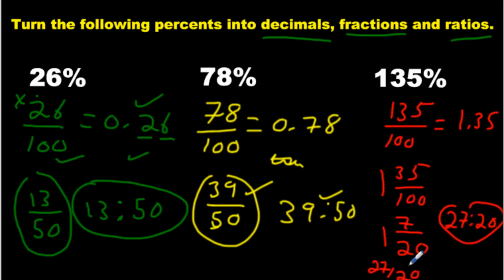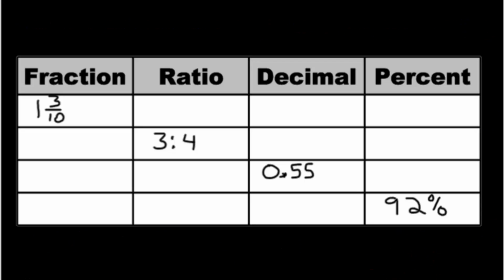That's my ratio. This or that can be my fraction. Not this one. This one loses marks because it's not in lowest terms. You're going to get charts. You have to fill these in. Fraction would be this. What's the ratio?